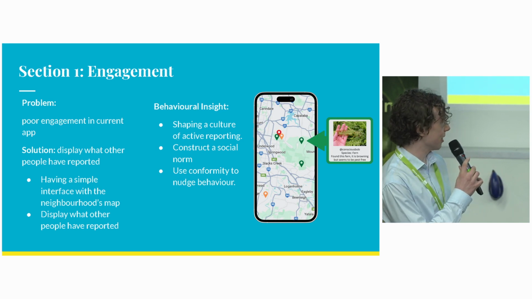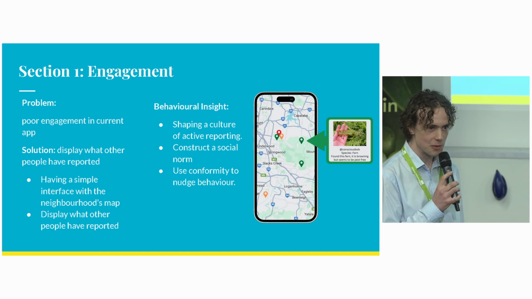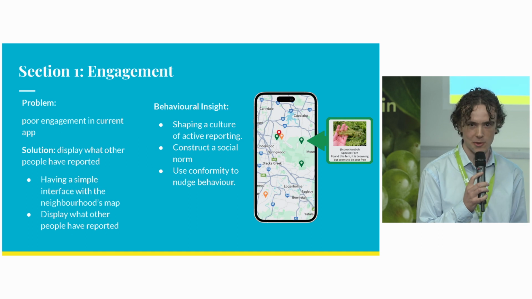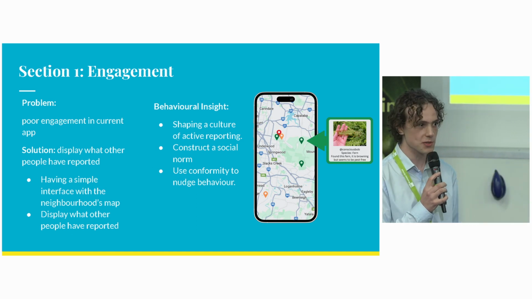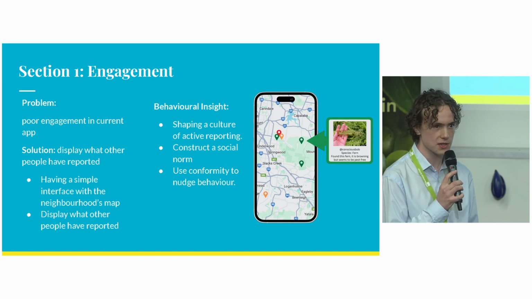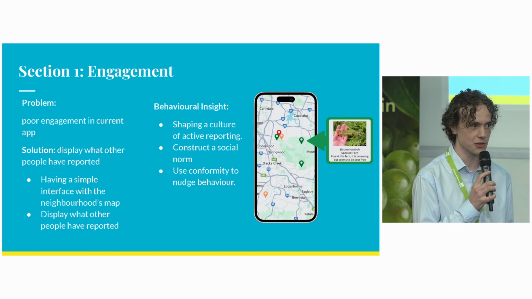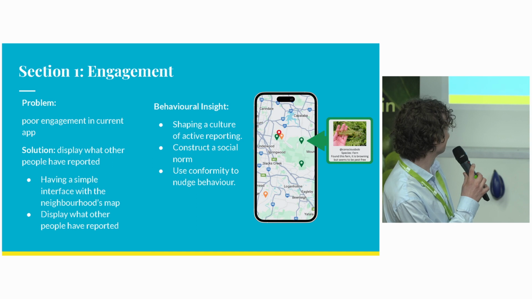For instance, what we're recommending here is a simple interface with a map where you can see what people around you in your community have been reporting. And this is just one small step that we can take towards implementing some social norms, especially in the groups of people who are already concerned about biosecurity. Now, we know that if we have social norms, that can act as a very strong nudge towards a positive behavior. Let's get the next slide, please.